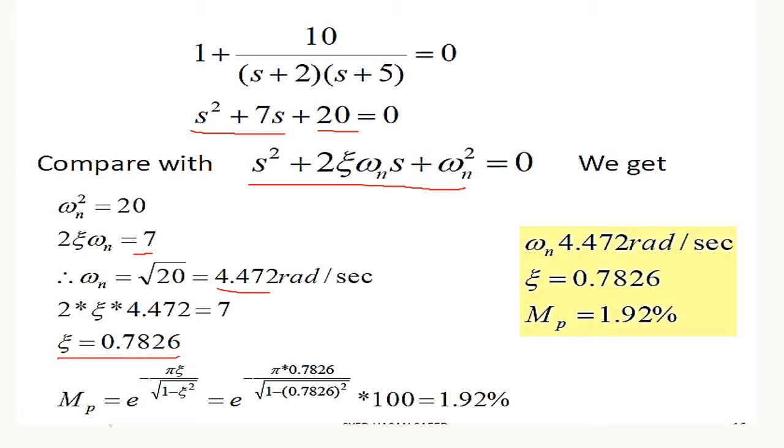0.7826. Now as you can observe, the peak overshoot formula is Mp is equal to e power minus pi zeta divided by root 1 minus zeta square. Understand this, zeta is directly linked with peak overshoot. So if I know the zeta value, I can easily find the peak overshoot. So it is 1.92%.